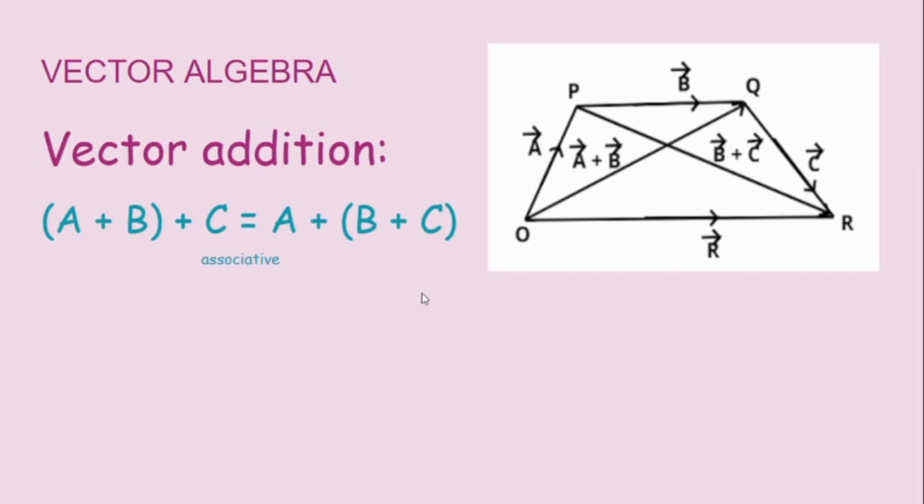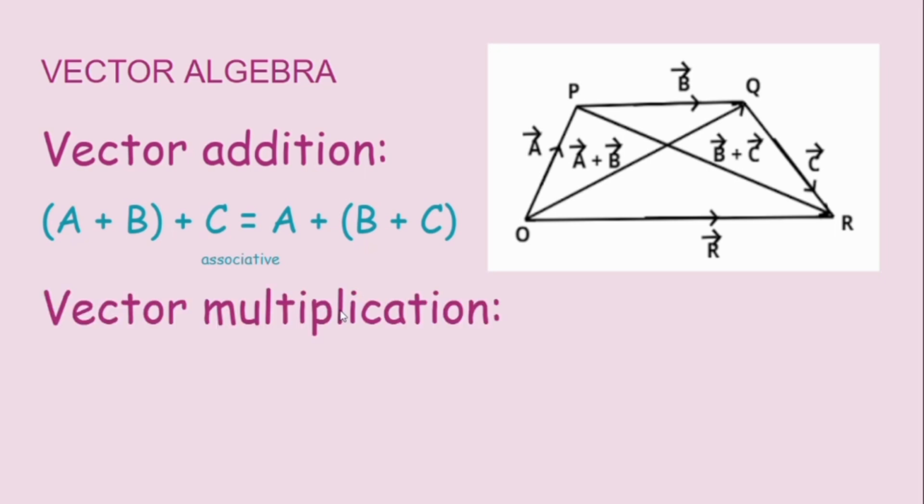And secondly, on the right hand side we can see we will add this B vector with this C vector and this will be the resultant vector R, and this resultant vector R will be added with A and this will be the final resultant vector. We can see that the final resultant vector of both cases is the same.